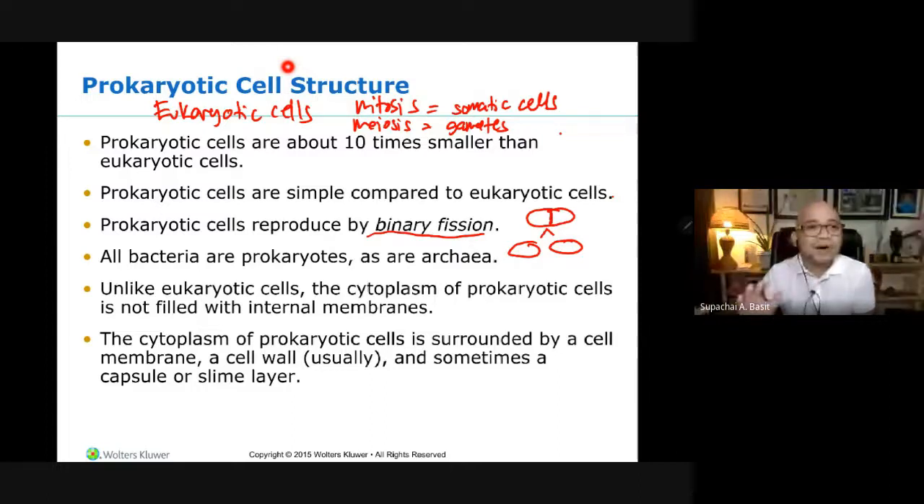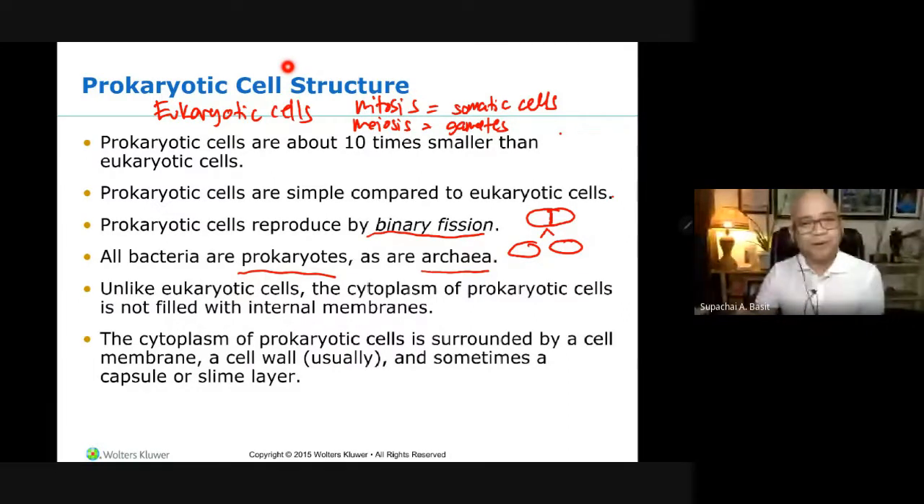Okay. All bacteria are prokaryotes. So that's a given fact. And archaebacteria are prokaryotes. So what are the archaebacteria? You can still remember them? The methanogens, the extremely halophilic, and the extremely thermophilic bacteria. So these are considered as the archaebacteria.